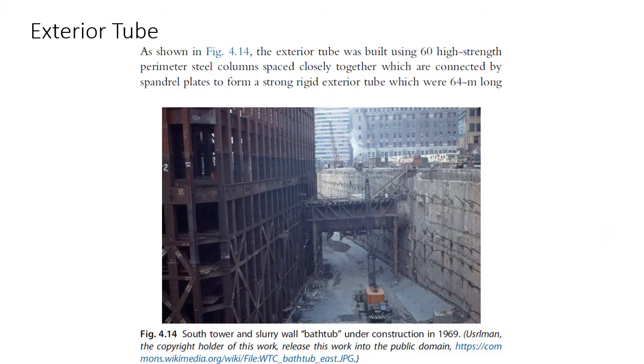As shown in figure 4.14, the exterior tube was built using 60 high-strength perimeter steel columns, spaced closely together, which are connected by spandrel plates to form a strong rigid exterior tube, which were 64 meters long.